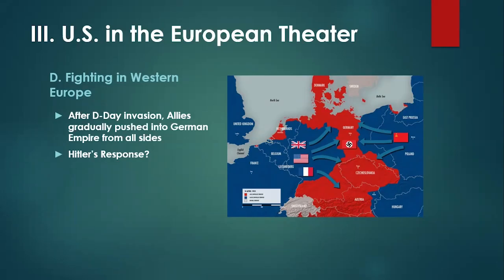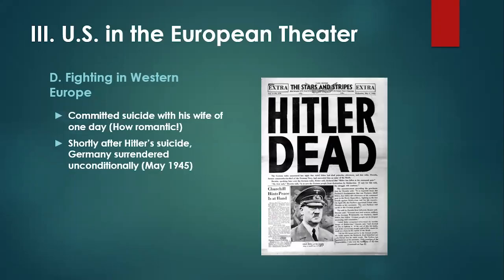So Hitler kind of lost it when he saw this happening. He said, "Our downfall is imminent. Not a lot I can do here. I'm going to go out with style." And he ended up committing suicide with his wife of one day. How romantic, I know, Romeo and Juliet. They got down in this bunker, they killed themselves, and shortly after Hitler's suicide, the Nazi Party kind of realized, okay, the game's up. Hitler's gone. What are we doing here? We're all screwed. And Germany surrendered shortly after Hitler's suicide here.